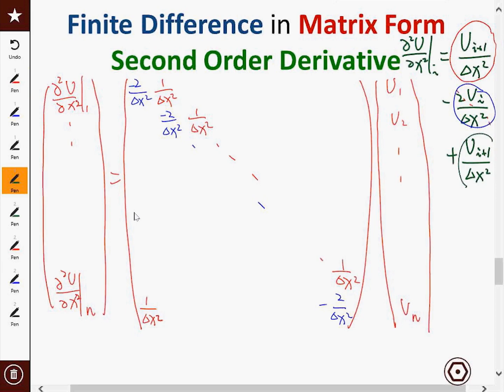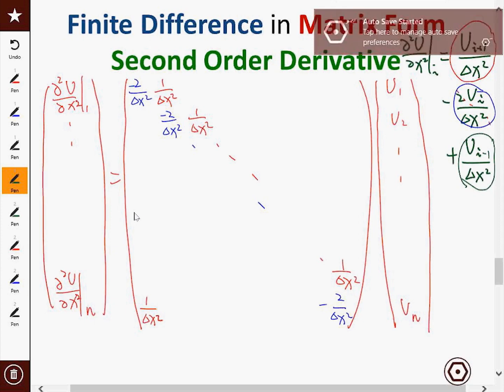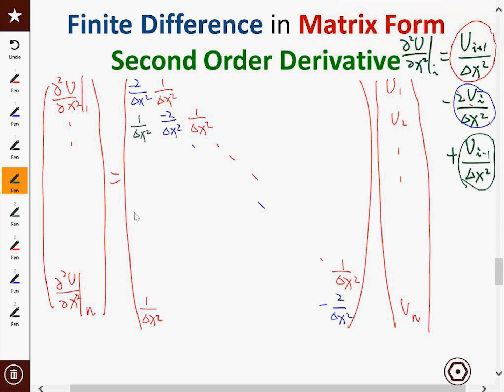Okay. And lastly, let's fill in this i minus 1 term we have on the lower diagonal. It's the same as the i plus 1 term. 1 over delta x squared, 1 over delta x squared, and 1 over delta x squared. The first term is actually over here. In order to get the second derivative for the first grid point, you have to grab all the way from the last grid point. Okay, so this is the matrix form of the second order derivative.